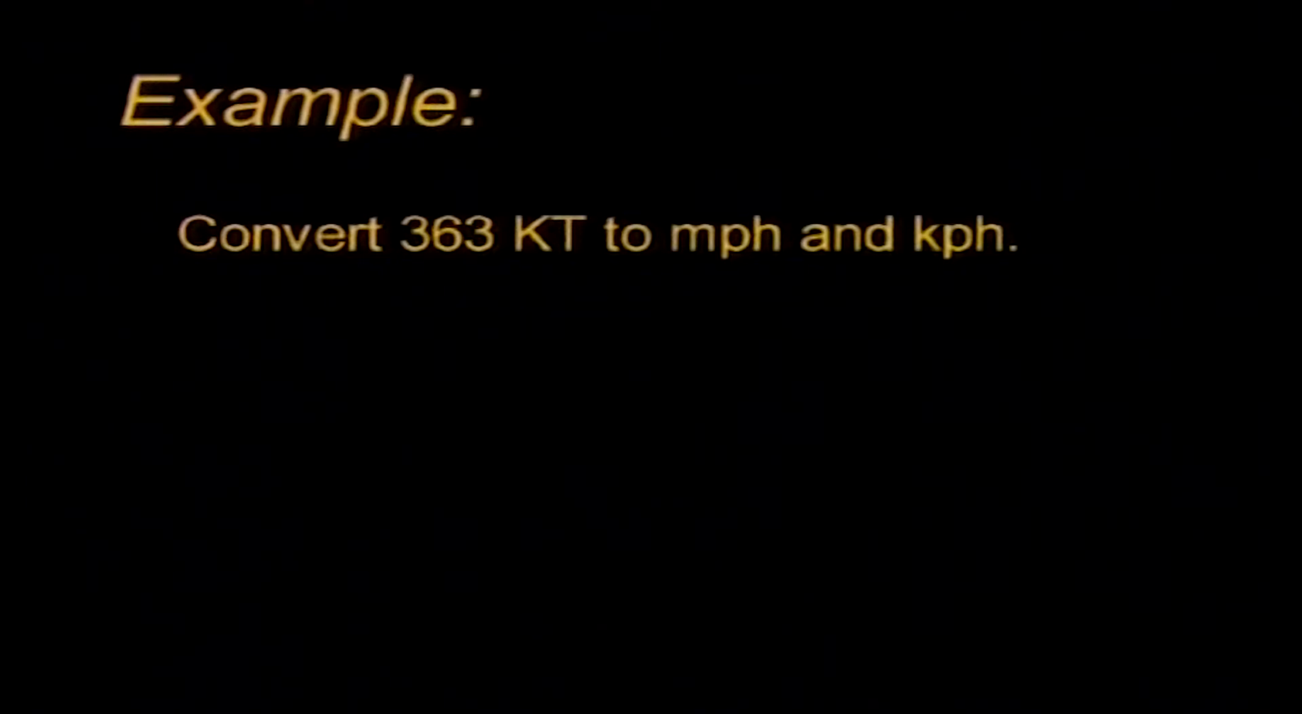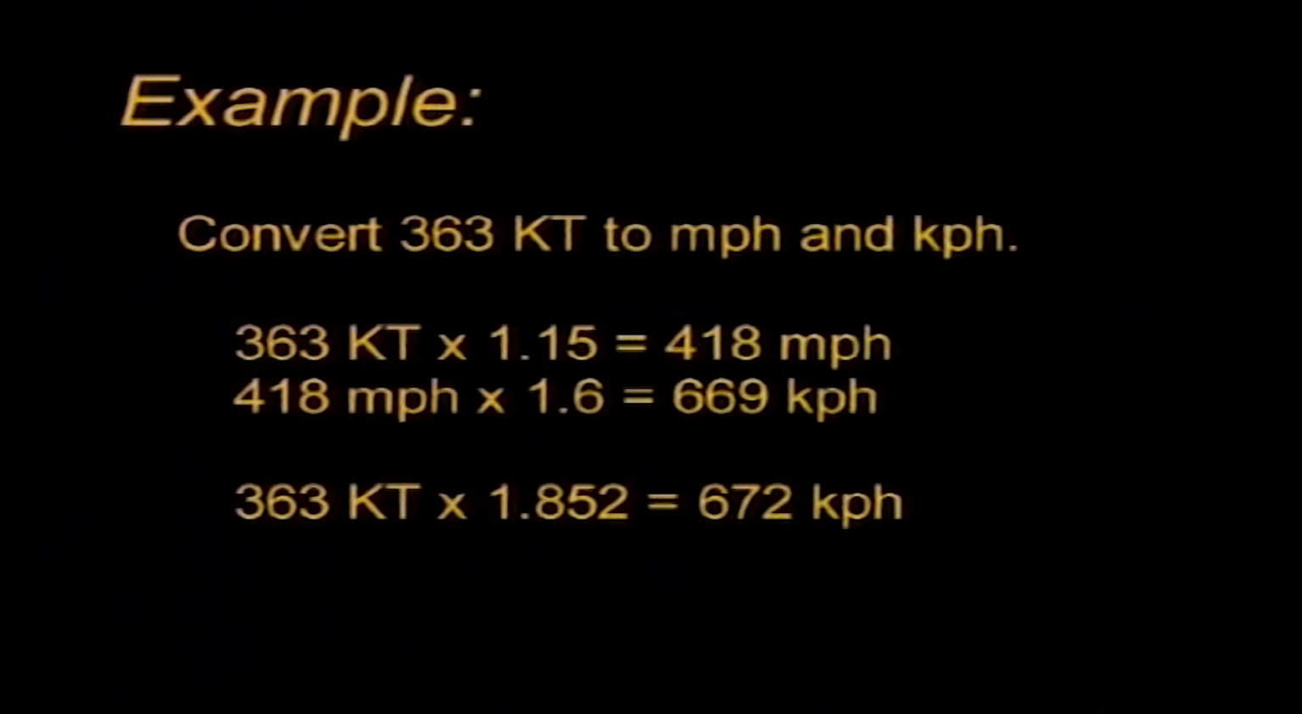Let's convert 363 nautical miles per hour to statute miles per hour and kilometres per hour. Using an electronic calculator, 363 knots multiplied by 1.15 equals 418 statute miles per hour. 418 statute miles per hour multiplied by 1.6 equals 669 kilometres per hour. And more directly and accurately, 363 knots multiplied by 1.852 equals 672 kilometres per hour.